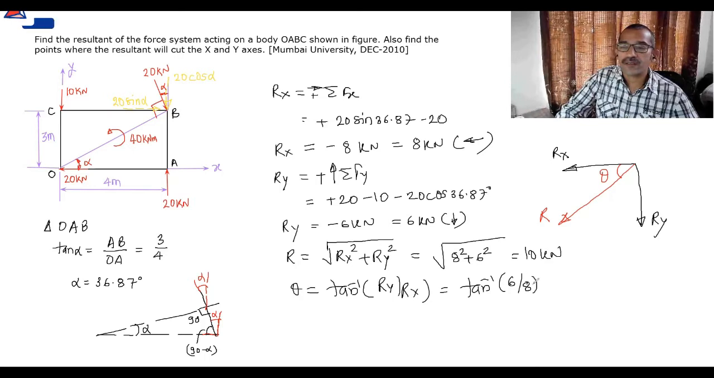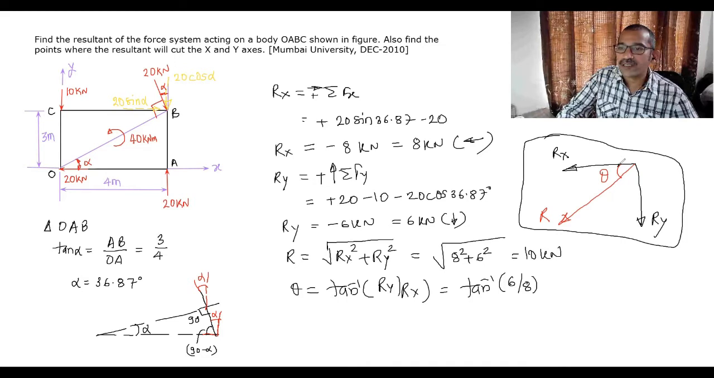8. See here, maybe some students will get confused. You are getting minus 8, minus 6, then we write plus 6 because the direction we have already represented. The negative sign is considered when you draw this diagram, right? In this one, the negative sign is considered. Therefore the angle you are getting is on the negative side, so Rx and Ry will be substituted here with positive sign. Tan inverse of 6 by 8. So you will get this angle as 36.87. Tan inverse of 6 by 8 means 3 by 4.